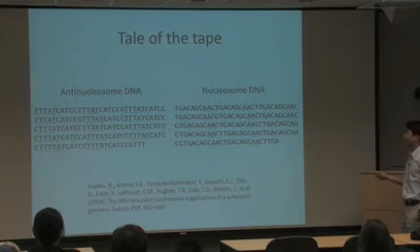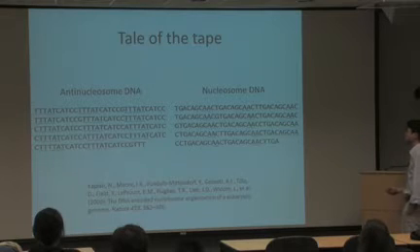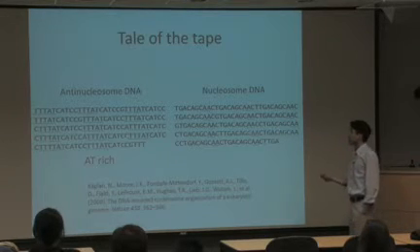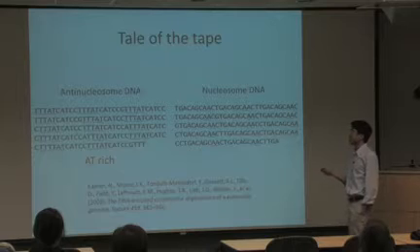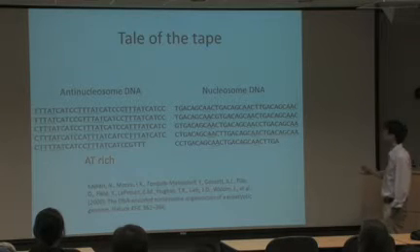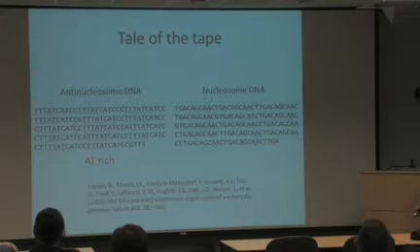about 5 base pairs long. Right? So they are totally composed of A's and T's. As you know, they have very different properties than G's and C's. So overall, we can say that the AT content in the antinucleosome DNA is much higher than that in the nucleosome DNA.